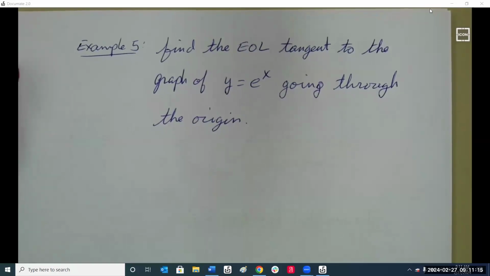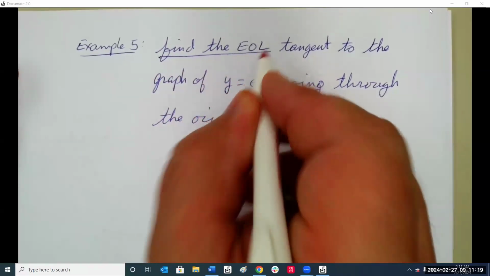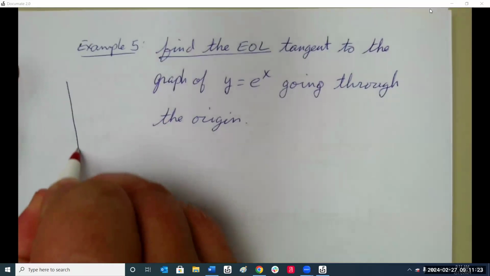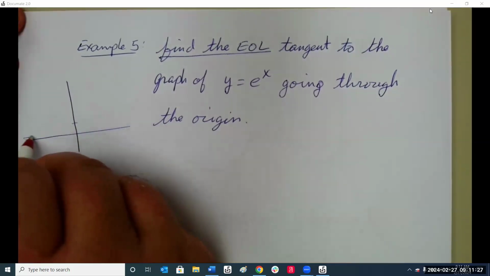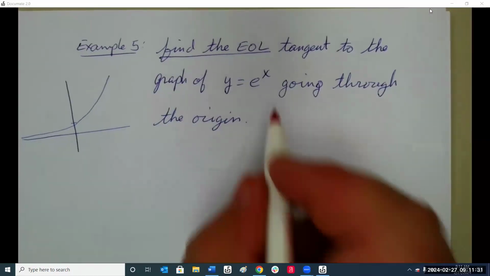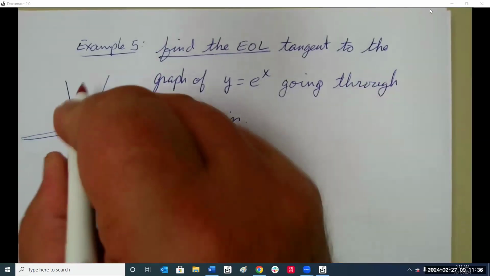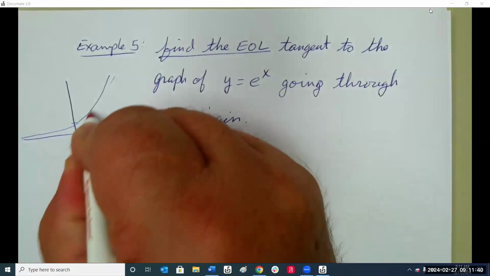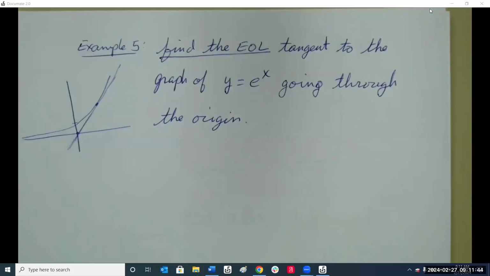What are we looking for here? Equation of the line tangent to the curve. So if we drew a graph, our curve would look something like this. That's this function. Going through the origin. So here's the origin. So we want, it's got to be tangent, so it's got to be touching only at one point.